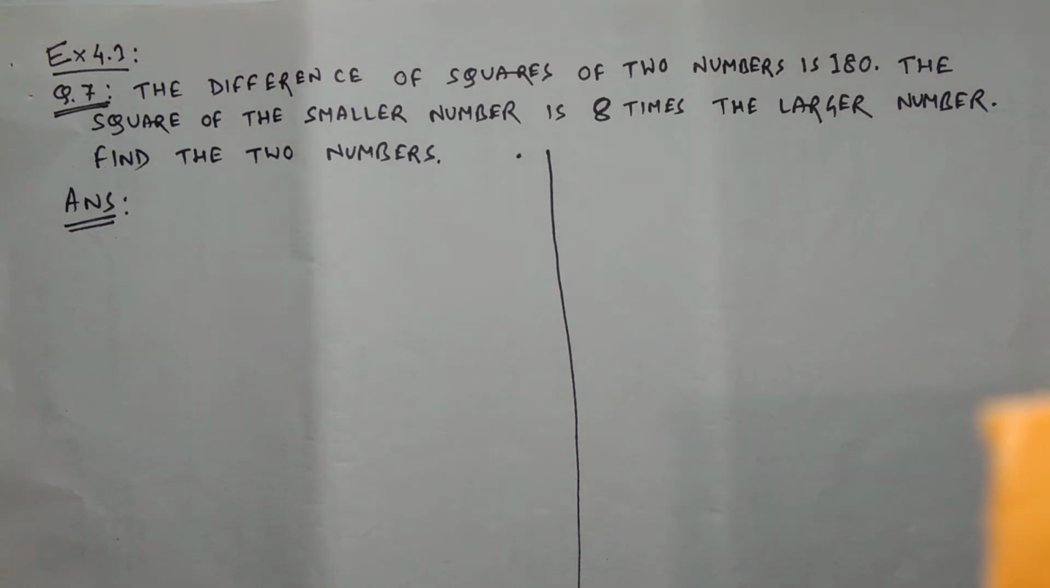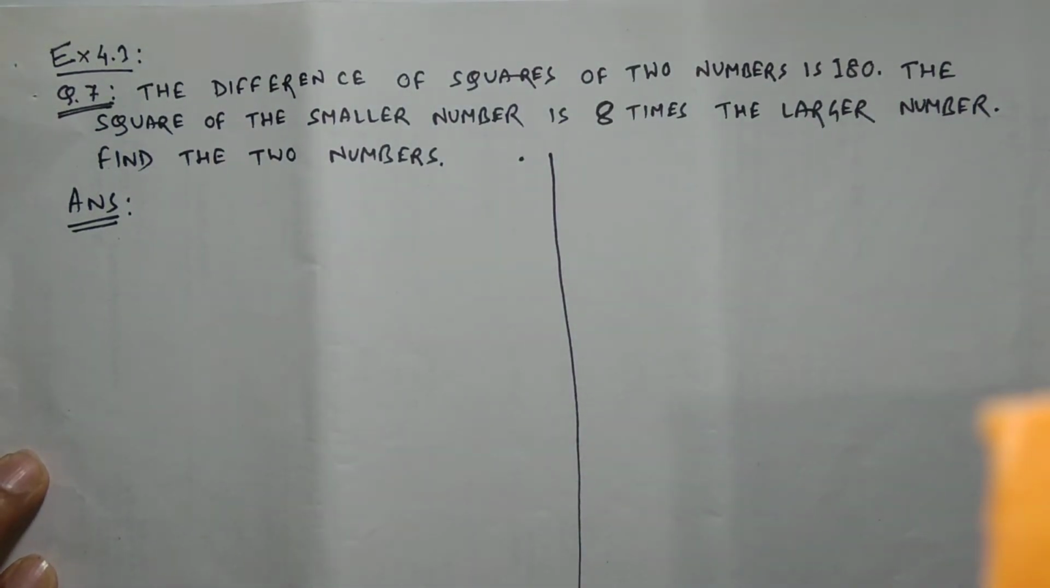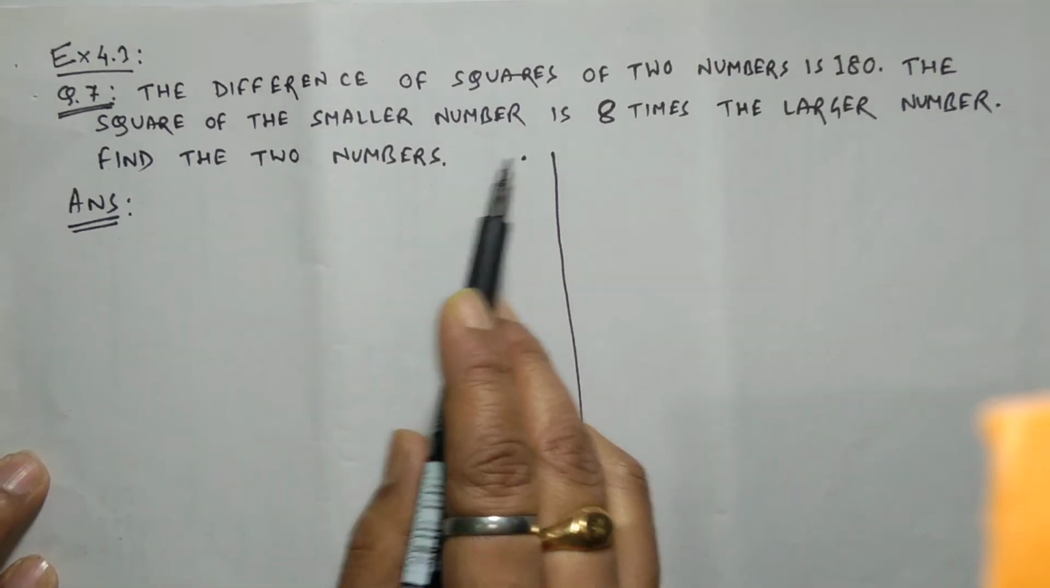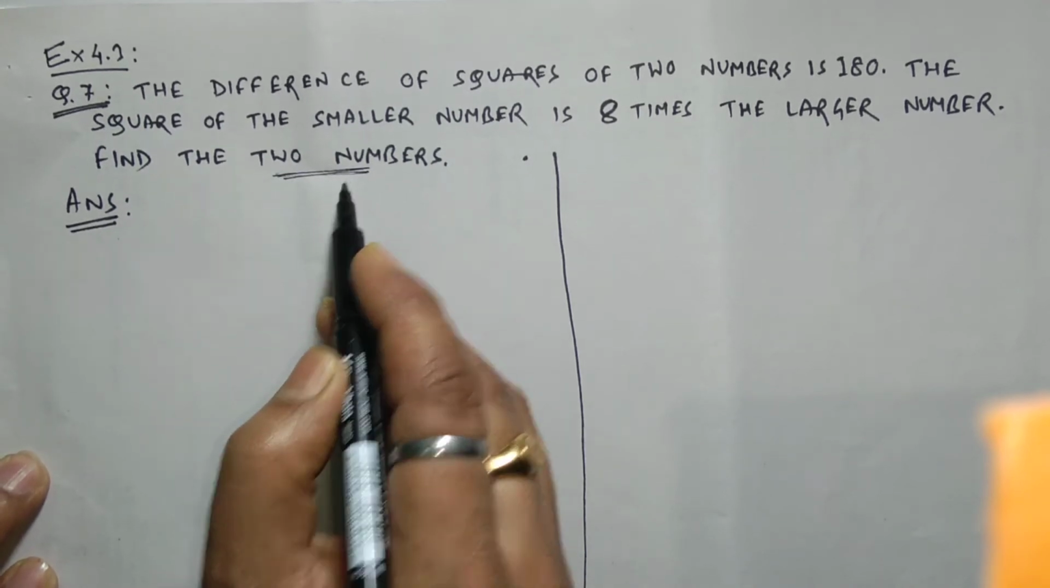Now before I start the solution, understand one thing. Nowhere is it mentioned whether they are positive or negative numbers, so we may have to consider both. The question does not say that these numbers are positive integers or positive numbers. Let's start. The difference of the squares of two numbers is 180. The square of the smaller number is 8 times the larger one. Find the two numbers.